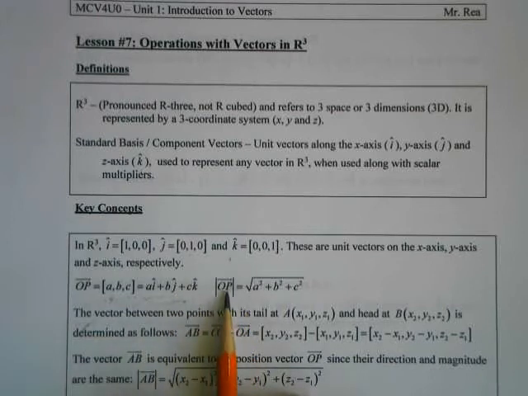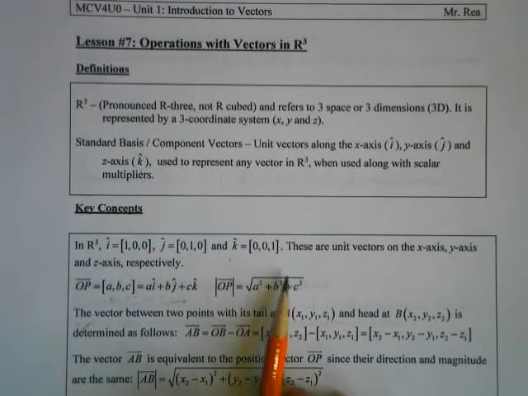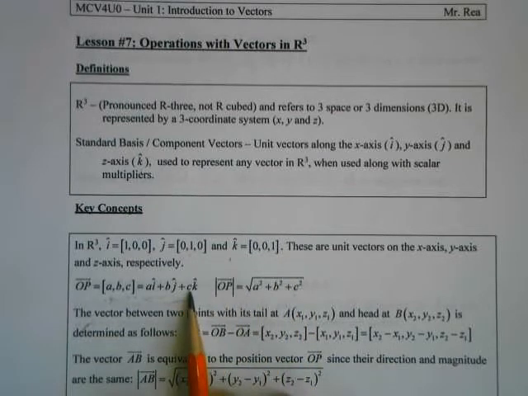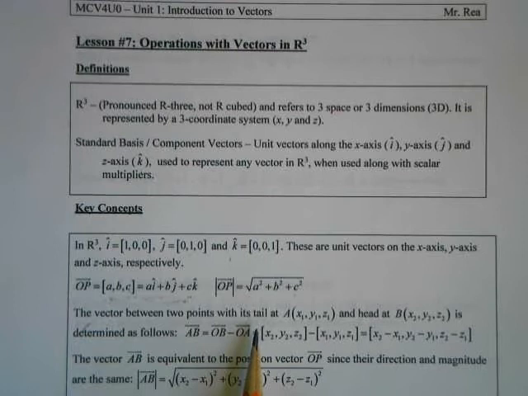If you want to get the magnitude of a vector, in this case the position vector OP, this is kind of an updated version of the Pythagorean theorem, except now under the square root we've added the third component, which would be c squared. And remember, c is the scalar multiple of the k hat, or the third component for the vector. So we'll look at a couple examples using that.